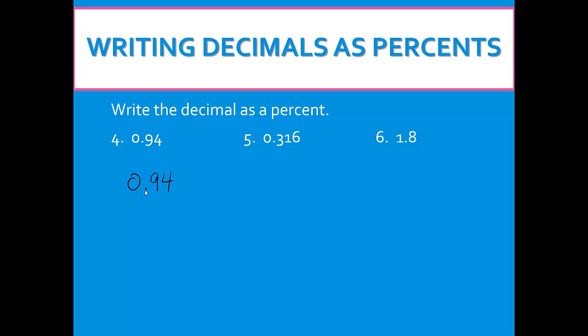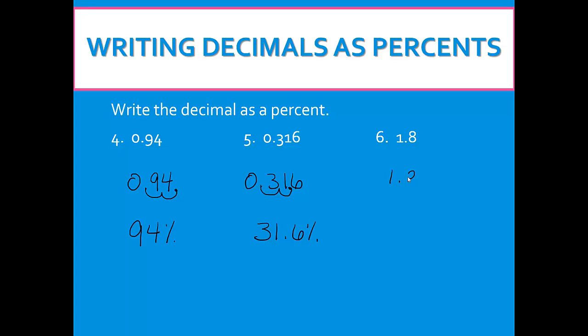We're going to go ahead and start where our decimal is at, and we're moving it 2 places to the right. So 1, 2, and now it's behind the 4. That would then be 94%. For number 5, we have 0.316, or 316 thousandths. We'll start where our decimal is currently located, and we move it 2 places to the right. This puts our decimal between the 1 and 6. So we have 31.6%. And for number 6, we have 1.8, or 1 8/10.